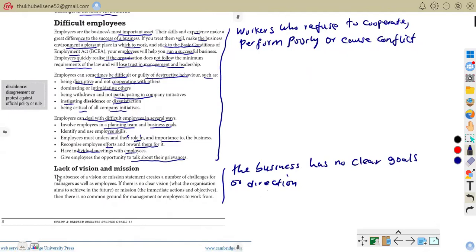As it says here, under lack of vision and mission, the absence of a vision or mission statement creates a number of challenges for managers as well as employees. If there is no clear vision, what the organization aims to achieve in the future, or mission, the immediate actions or objectives, then there is no common ground for management or employees to work.